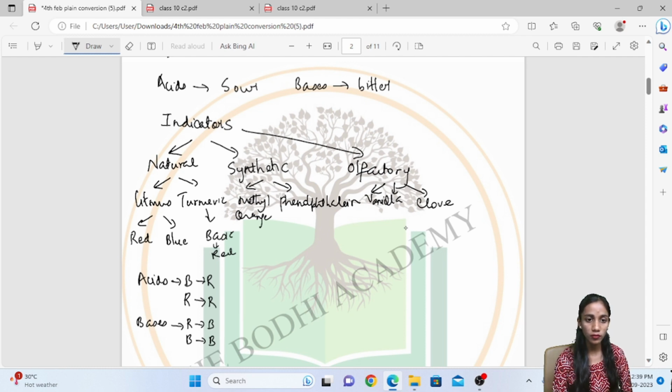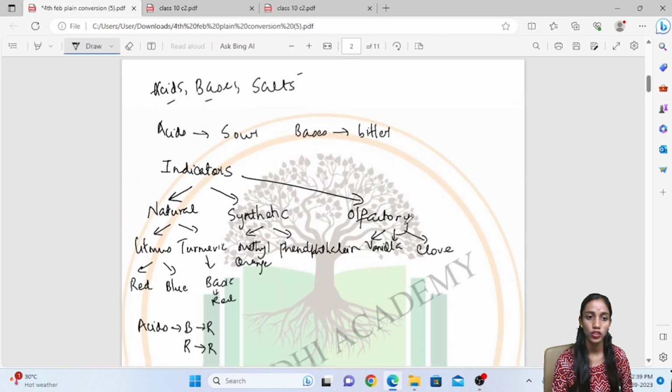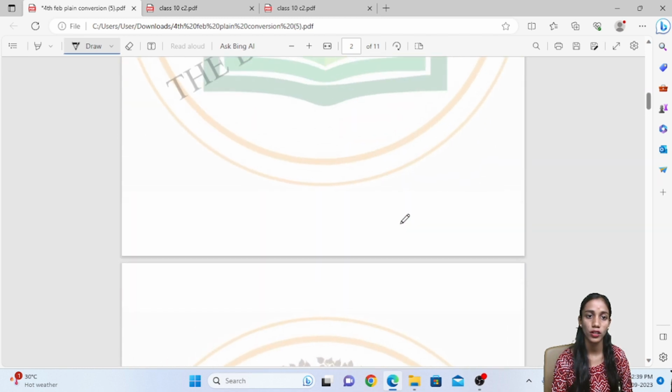Now, after seeing the introduction about acids and bases, what they are and how they are indicated, we will be talking about the reactions of acids with different substances.